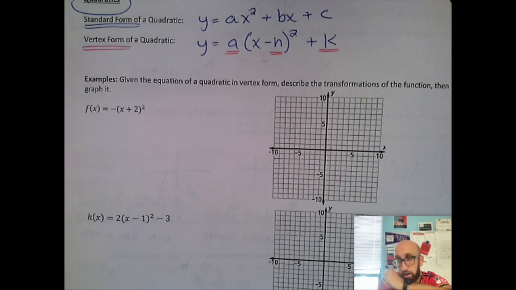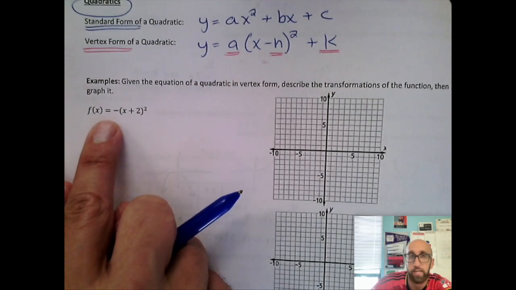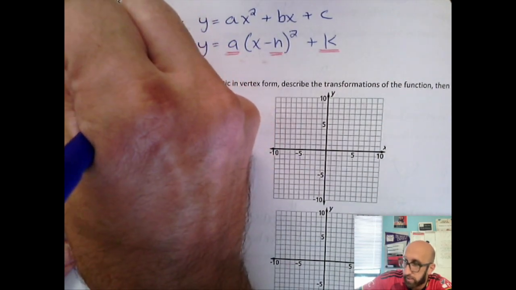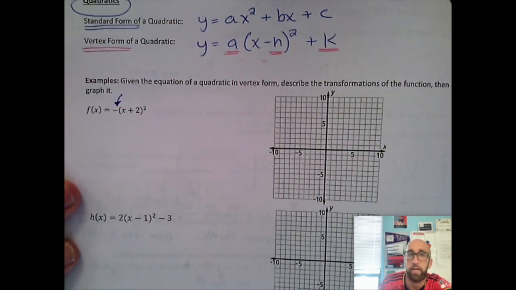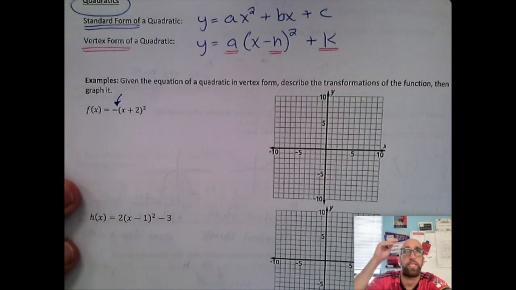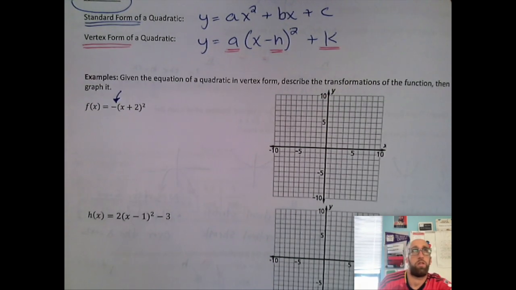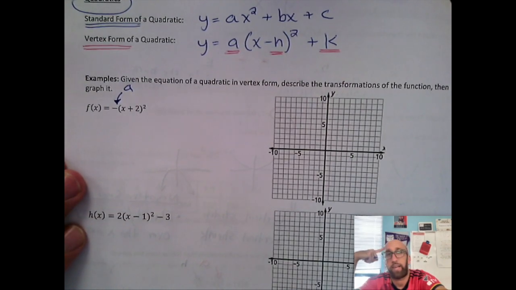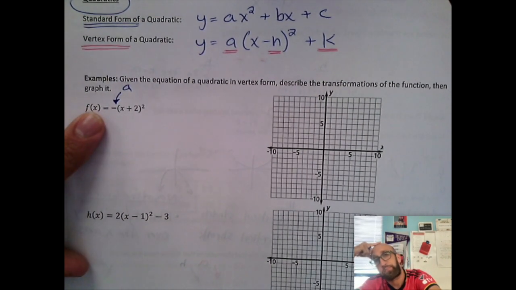Starting with our transformations, I'm looking at f of x equals negative parentheses x plus 2 squared. The first thing I see is that negative out front. Again, I'm thinking, if it's something in the front, is it A, is it H, or is it K? The number in front, that is A. So if we're thinking about A, we have to think about what A is going to do.